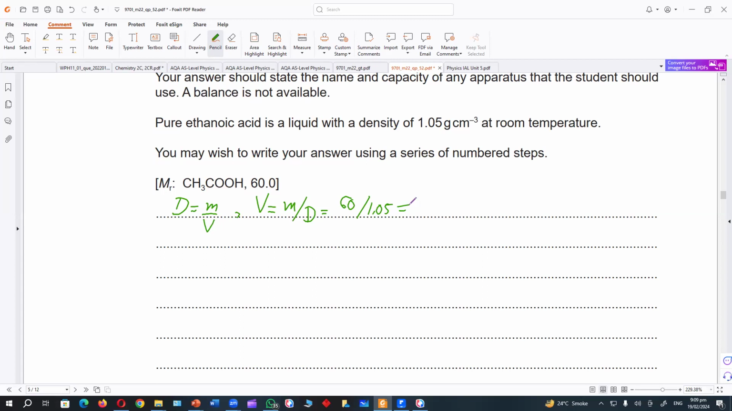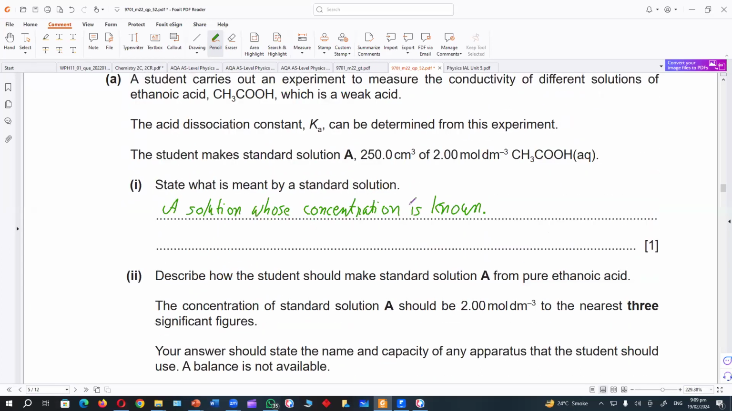So there are two possible ways. Either we go by the number of mole method, or we can try this density method. I have an idea that we can find the number of moles in 250 cm cube of 2 mole per dm cube. And we have a theme to remember that dilution does not change the number of moles.